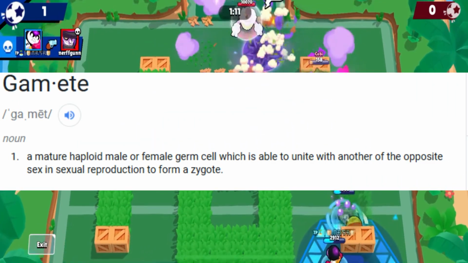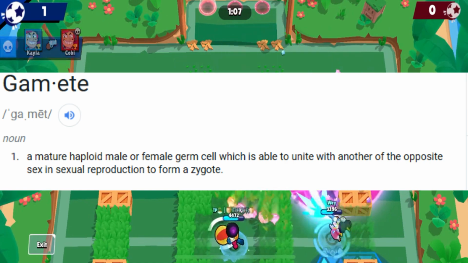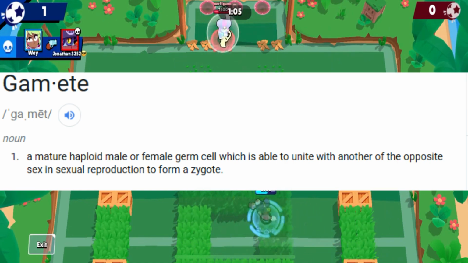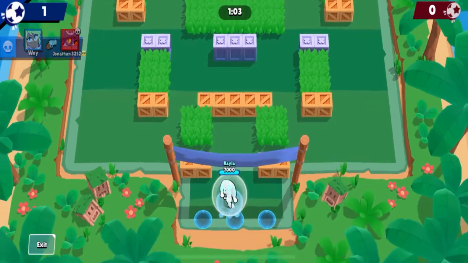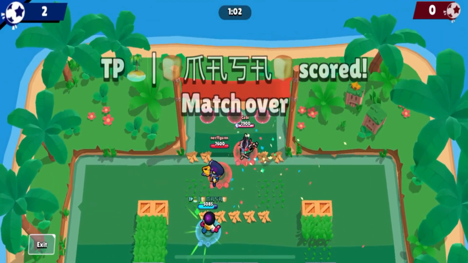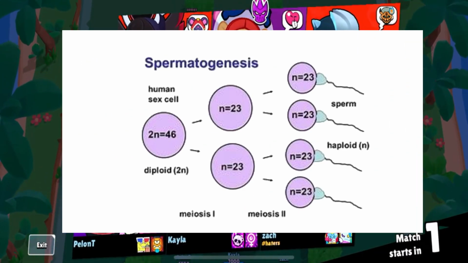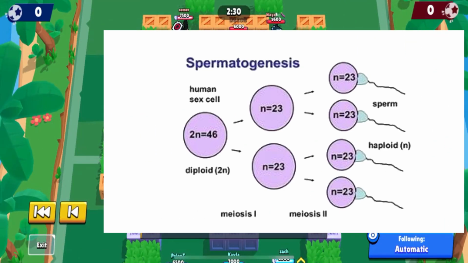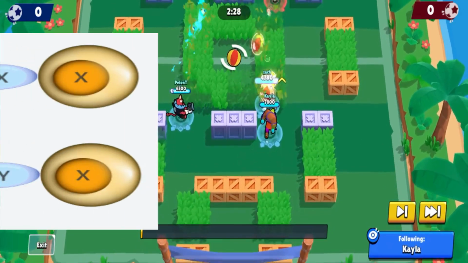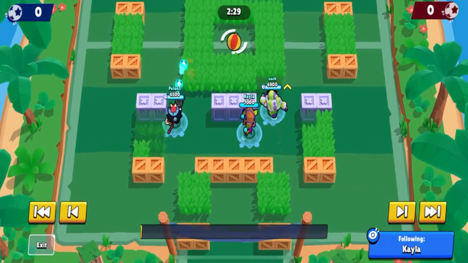Gametes are just mature male or female germ cells which are able to combine with each other to form a zygote, which is just a fertilized egg, and these gametes are known as haploids, meaning they only have one set of unpaired chromosomes, that being 23, which means they can be matched with another, which is why we need both. They need the other to become complete, as we need 46 chromosomes in total, and egg cells have an X chromosome, and sperm cells can either have an X chromosome or a Y chromosome.